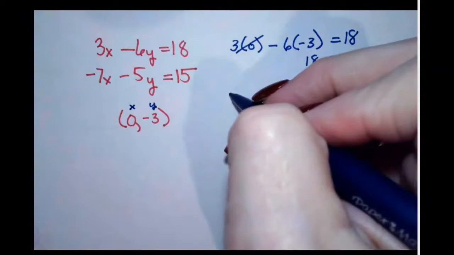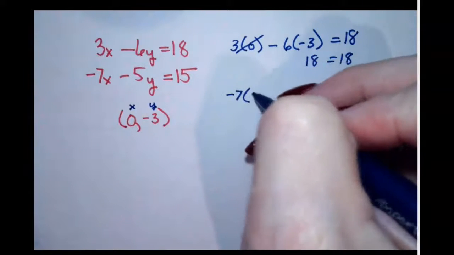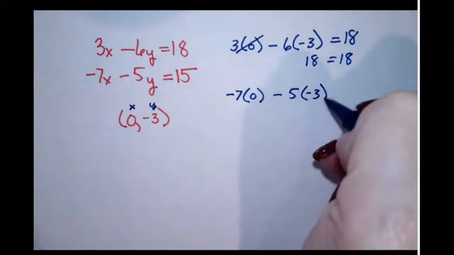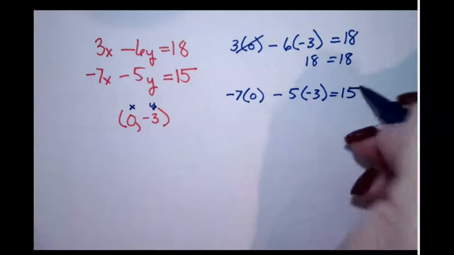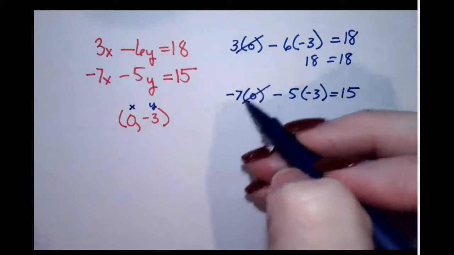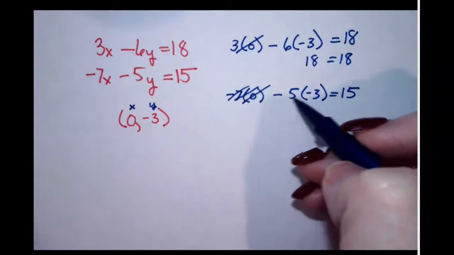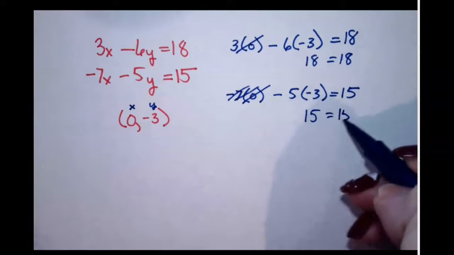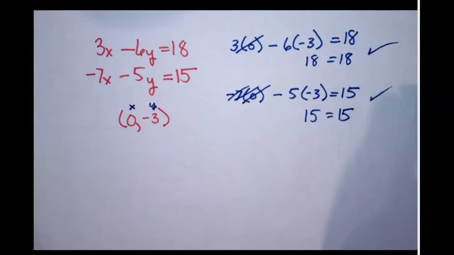So let's try the second one. Negative 7 times 0 minus 5 times negative 3 is equal to 15. Well, negative 7 times 0, that's gone. Negative 5 times negative 3, that's positive 15, is equal to 15. So this is indeed the answer to the system.